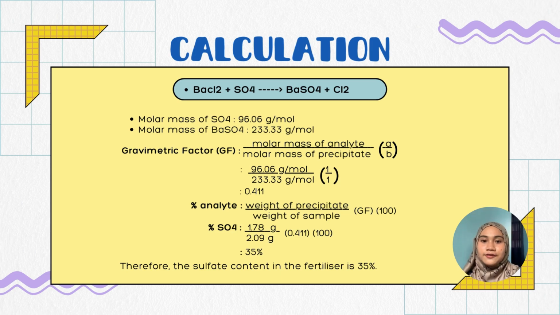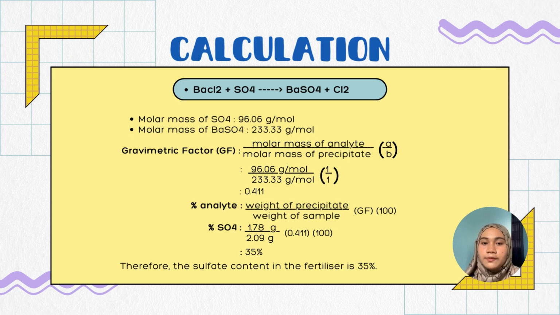To find the mass of sulfate in the precipitate, we use the gravimetric factor. The gravimetric factor is calculated as follows: molar mass of analyte, which is sulfate, divided by molar mass of precipitate, which is barium sulfate, and then we multiply by their stoichiometry. By substituting the values, we get 0.411. Using this gravimetric factor, we can determine the percentage of sulfate in the sample.